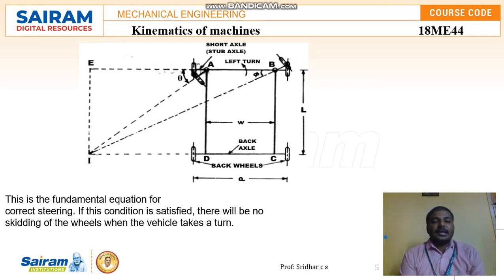Whenever the vehicle is taking a turn, the more turning is provided by the inner angle only. So when we are turning towards the left, the left wheel will have a greater turning angle than the right wheel. Similarly, when we are turning to the right, the right wheel will have the greater turning angle. If this condition is satisfied, there will be no skidding on the wheels, so the wheels can turn easily.